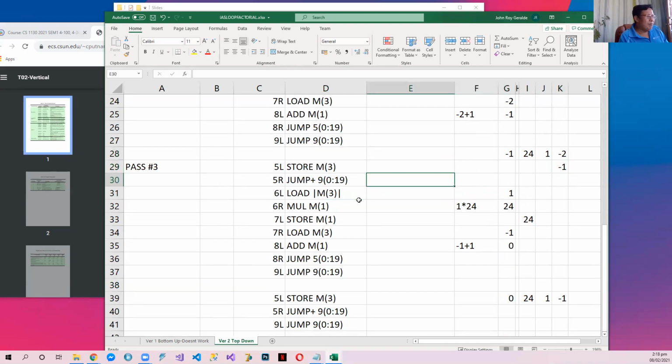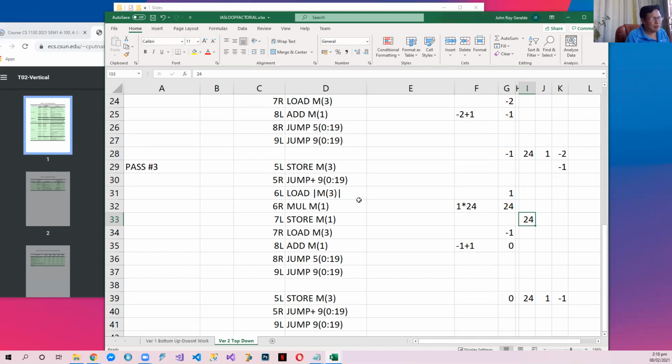So, are we going to jump? Are we going to jump, everyone? We only jump if it's positive or 0, but this is negative. So therefore, we don't jump. We load M3, which is the absolute value of 1. We multiply with M1, which is 24. So 1 times 24 is 24. We have computed the next partial product.